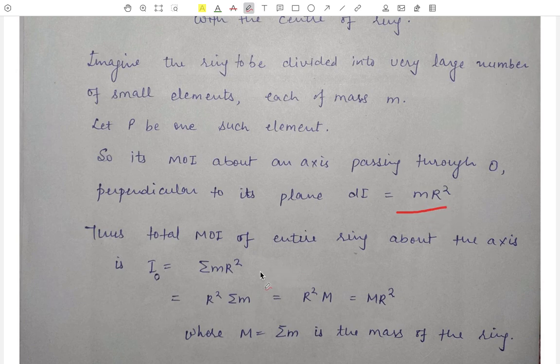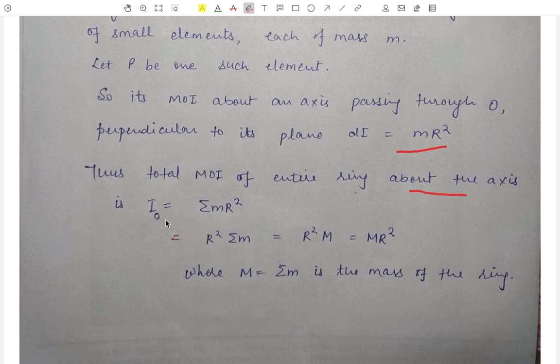Now the total moment of inertia of the entire ring about the axis comes out to be I_O equal to summation mR squared. Why summation here? Because we have considered the ring to be divided into a large number of small elements which are identical to each other. Therefore, the moment of inertia of all the small elements will be equal to each other, and by adding all those small moments of inertia, we will get the total moment of inertia of the ring.